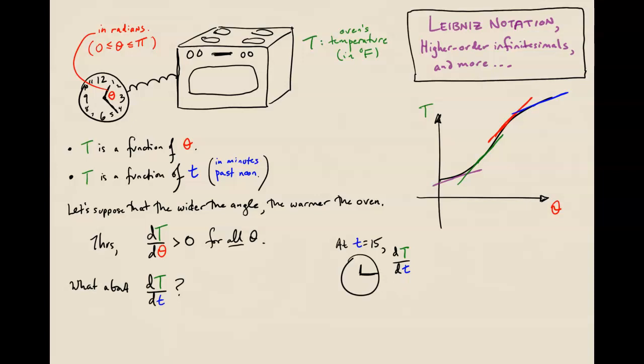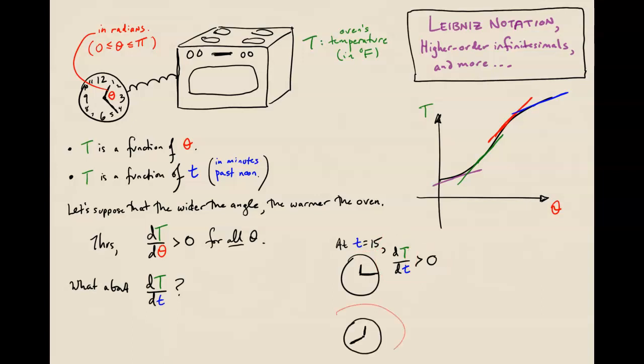Well, let's think about this. We make our little infinitesimal nudge. We increase t from 15 by an infinitesimal amount. What's going to happen? Well, the minute hand will move an infinitesimal amount this way, and the hour hand will move an infinitesimal amount that way as well. Although both hands are moving forward, this hand will move forward faster and the angle will widen. And since the angle widens, and we've said that the wider the angle, the warmer the oven, the temperature will increase by an infinitesimal amount as well. So we'll have a ratio of two positive infinitesimals, which means that this whole thing will be positive. And we conclude that at this time, this derivative is positive.